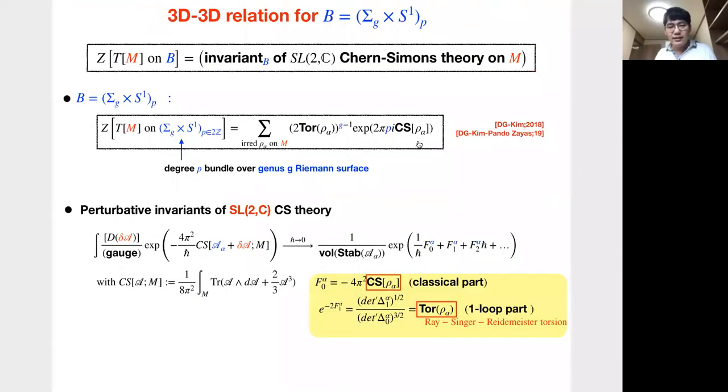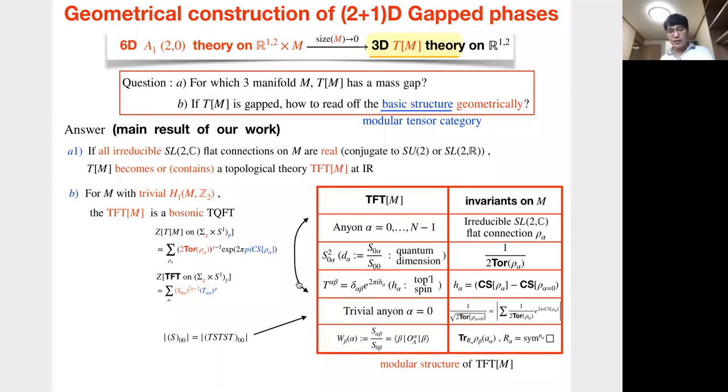So this is the 3D relation for this one. And this dictionary can be easily obtained by comparing general results for this topological field theory and this 3D relation. There is a very nice match. We can identify the anyon to be the related flat connection, and this S0 alpha part to be the torsion part, and this T part in this way. And the trivial anyon can be identified using this SL2 structure, which is expected in the topological phase. So from this we can study this one.